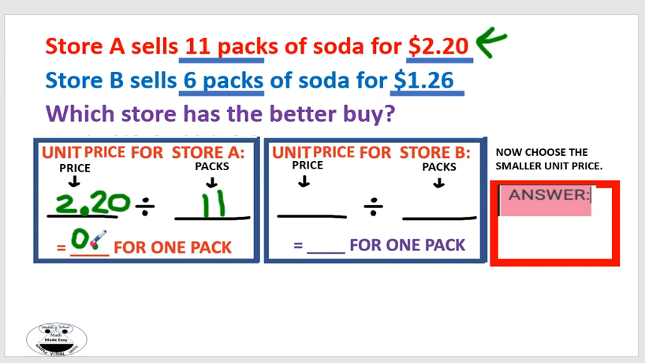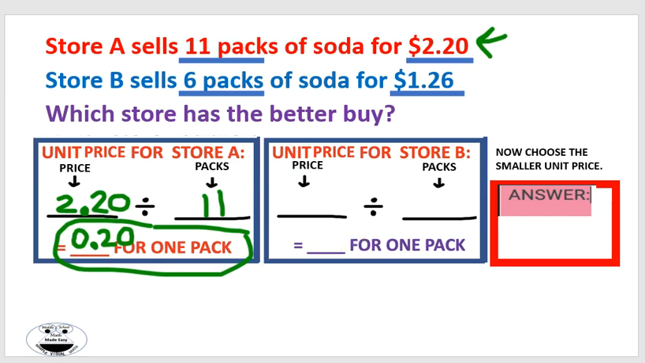Now, some students get confused. What is 0.2? Is that 2 cents or is that 20 cents? But 0.2, think of money. And with money, we usually have 2 places after the decimal. So you can always put a 0 at the end, not in between, but at the end. So this is 20 cents for 1 pack. So this is our unit price for 1 pack at store A. If we buy this for $2.20, we end up paying 20 cents for each pack.